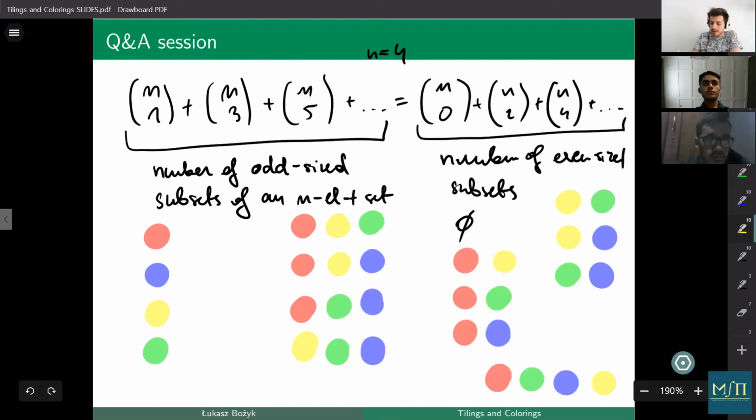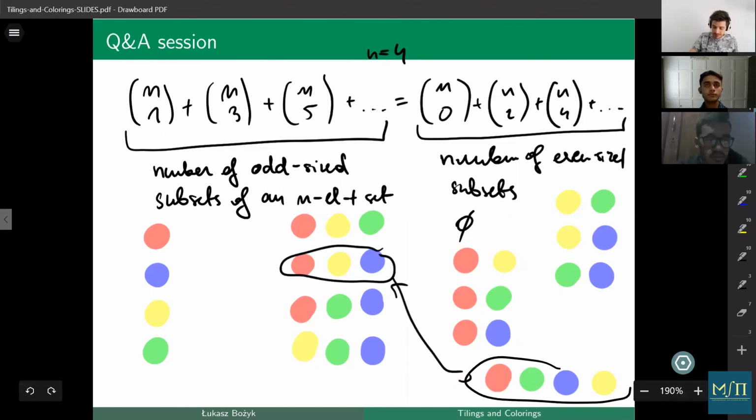And the way I encourage you to see it is that we can find a bijection, so matching between elements from the left-hand side with elements of right-hand side. For example, choose your favorite color, let it be green, right? And if we have a set, then if it contains green, remove it, and if it doesn't contain green, add it. Okay, so the sets join in pairs. For example, this set without green will match with this set with green added, right?